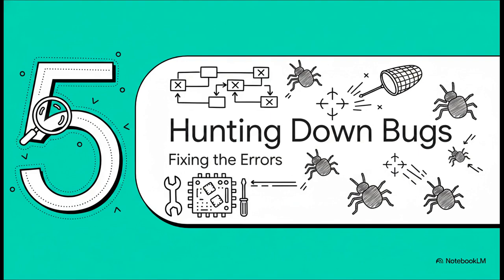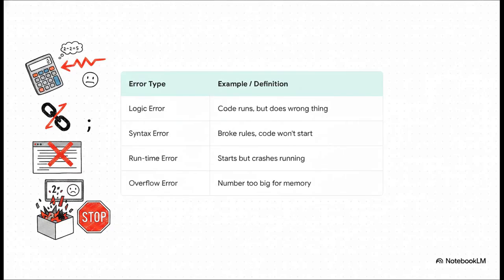And finally, phase 5, hunting down the bugs and fixing the errors. Now, what's really interesting about this slide is how things actually break. Because let's be honest, nobody writes perfect code on the first try. You might hit a logic error, where the app runs fine but confidently does the wrong thing, like saying 2 + 2 is 5. A syntax error means you broke a grammar rule, maybe a missing semicolon, so the code flat out refuses to start.